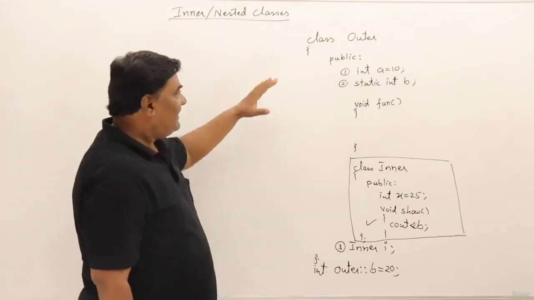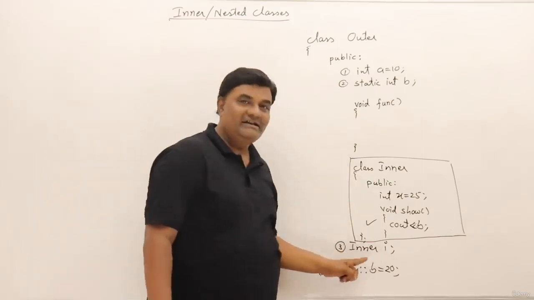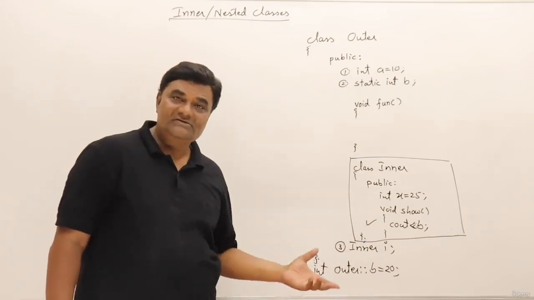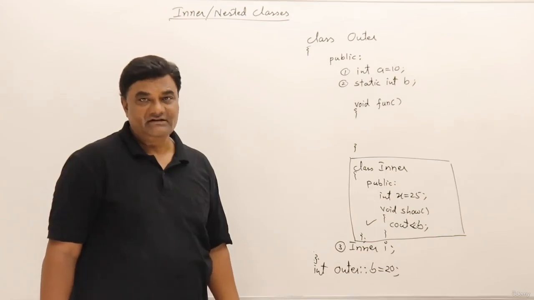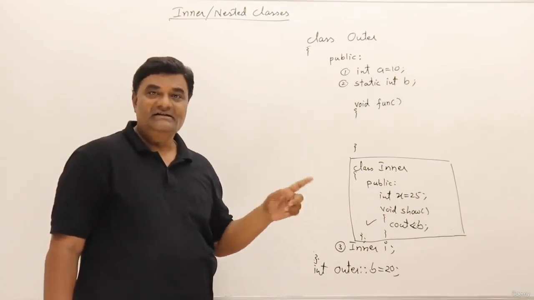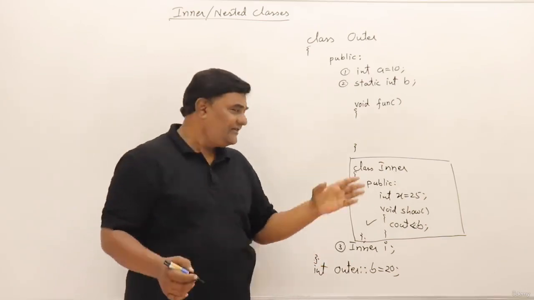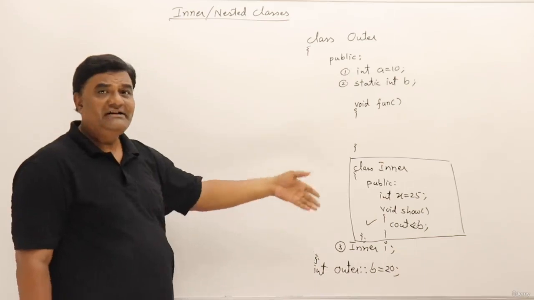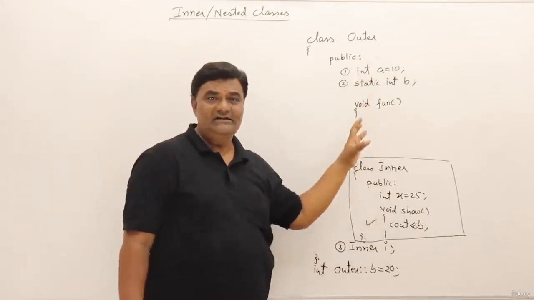Second point, can the outer class create the object of the inner class? Yes, it can create. Now using that object, can it access all the members of the class? Yes, it can access the members of the class. It is just as if it is a class outside, some other class. Instead of writing it outside, we are writing it inside the class so that it is visible only here.